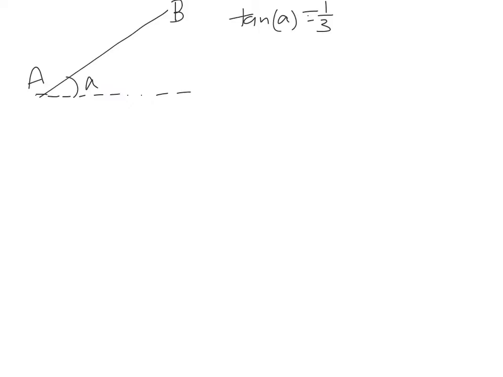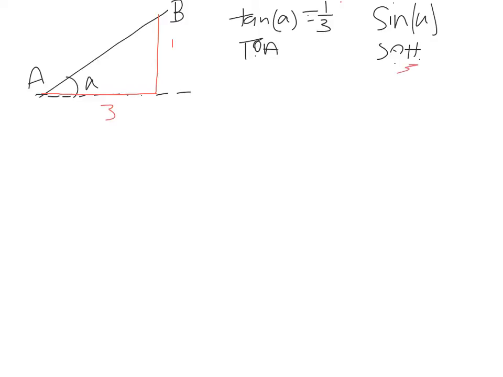And what we're asked to do is find sine of A. So basically, we know that tan is TOA and sine is SOH. We've got an opposite side length, but we need a hypotenuse. So what we do is we take this information, tan of A equals 1/3, so the opposite side length is 1, the adjacent side length is 3, so we've got 1 and 3.